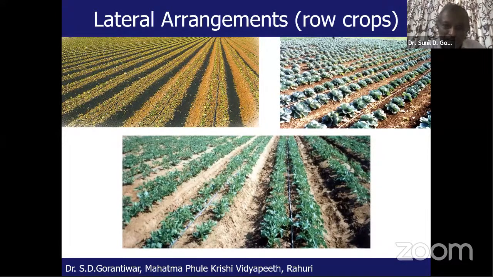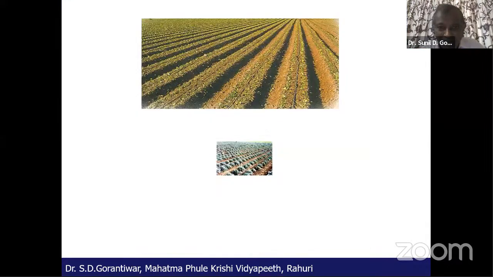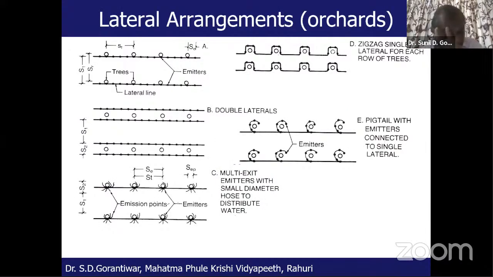The farmer has to decide whether there should be one lateral per row, one lateral for 2 rows, one lateral for 4 rows, or sometimes for orchard plantation there are 2 laterals for 1 row as well. So there are different kinds of lateral arrangement. If we adopt this properly, we can enhance the efficiency of the drip irrigation method still further.